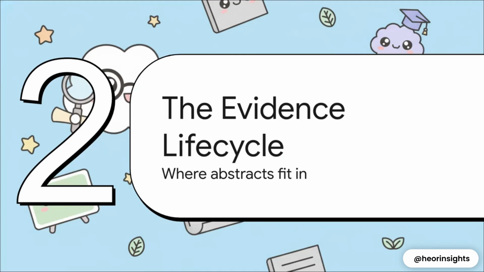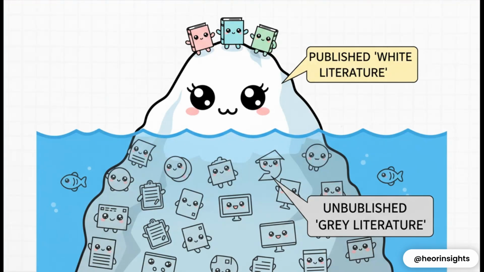Next, we need to understand where this type of evidence fits within the broader publication pathway. This helps clarify its role and value. The iceberg model is a useful way to visualize this. The published, peer-reviewed articles we see in journals represent only the tip of the iceberg, the white literature. The vast majority of the evidence base, the gray literature, remains submerged and less visible.